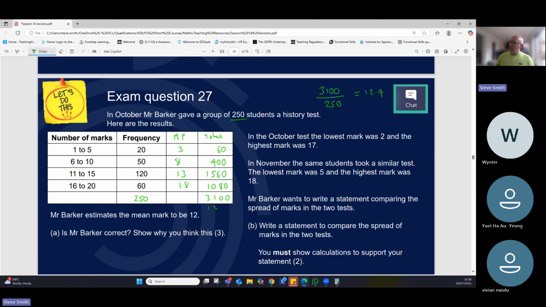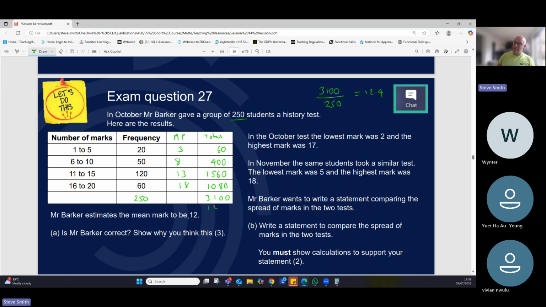Oh, here we go. In the October test, the lowest mark was 2, and the highest mark was 17. In November, the same students took a similar test. The lowest mark was 5, and the highest mark was 18. Mr. Barker wants to write a statement comparing the spread of marks in the two tests. Mr. Baker estimates the mean mark was 12.